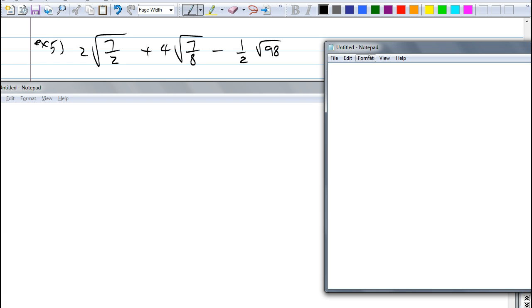Could we have square roots on the denominator? No. Okay, so go ahead. Everybody finish this up. I'll wait. All right, so we have to simplify each of these terms.